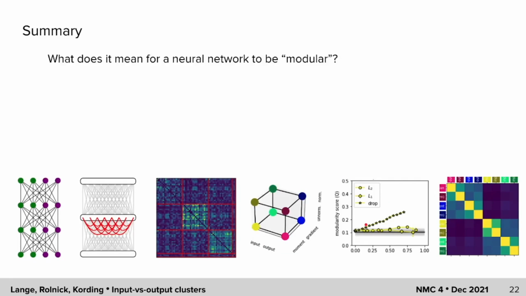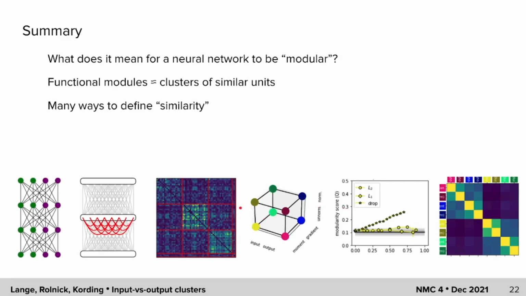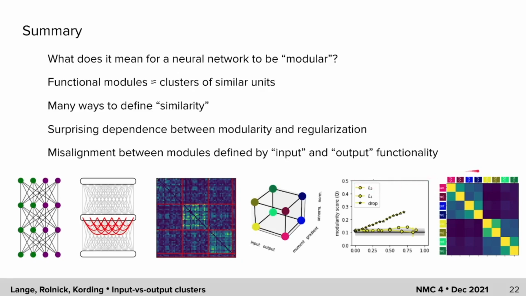To summarize, we began with the question of what it means for a neural network to be functionally modular, and we introduced a method for quantifying modularity by clustering units based on pairwise similarity scores. We considered 8 different ways of measuring pairwise similarity corresponding to 8 ideas about what it means for a network to be modular. We found surprising and non-trivial dependencies between modularity and regularization in a simple model. And finally, comparing the clusters identified by each method, we found significant misalignment between modules measured by how clusters process inputs versus measuring how their outputs are used in downstream processing of the network.